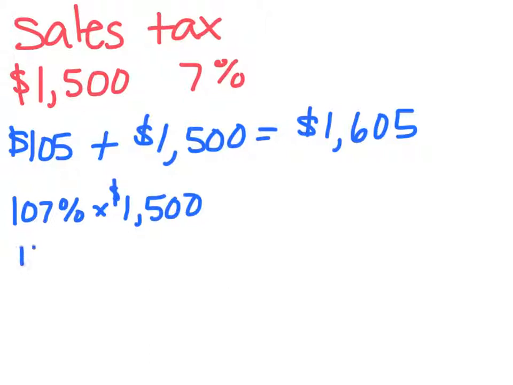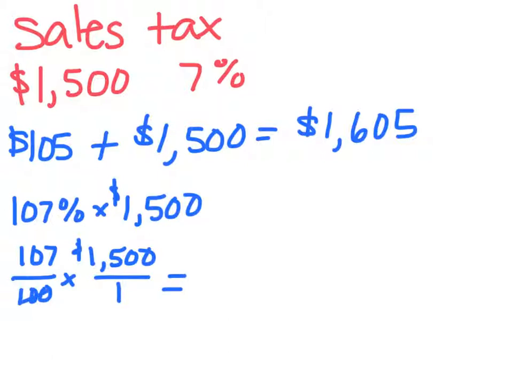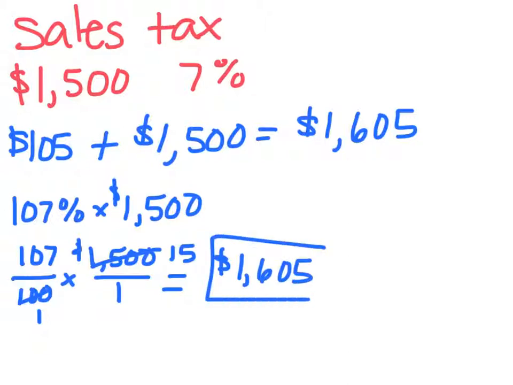To do this, you would take 107 over 100, multiply that by 1,500 over 1, cross-reduce to get 1 and 15, then simply take 107 times 15 to get $1,605. Both methods will give you the same answer, so use whichever one works best for your brain.